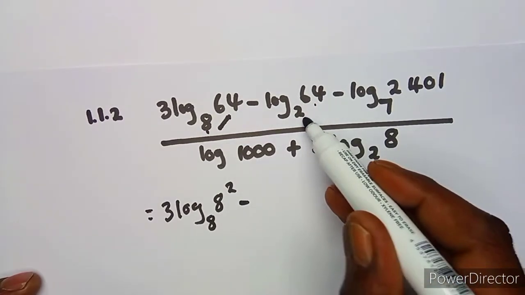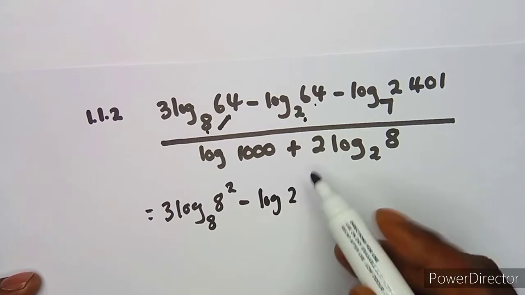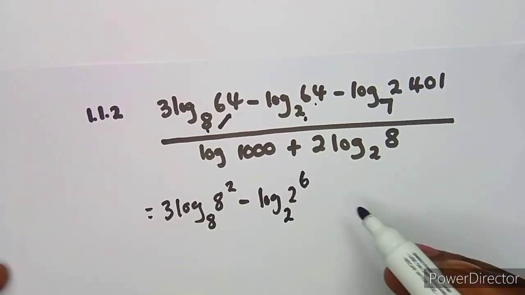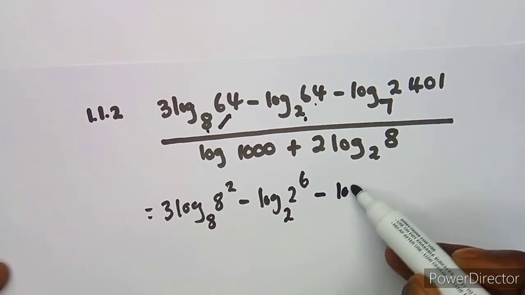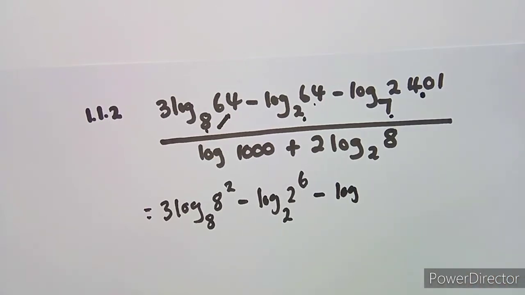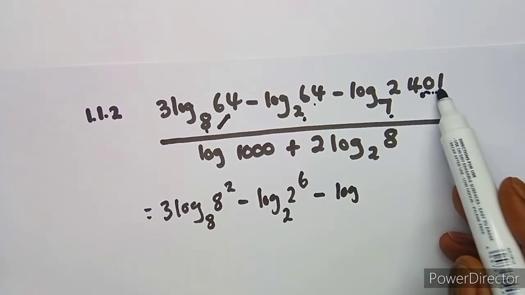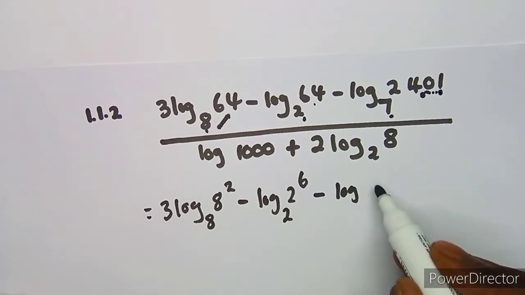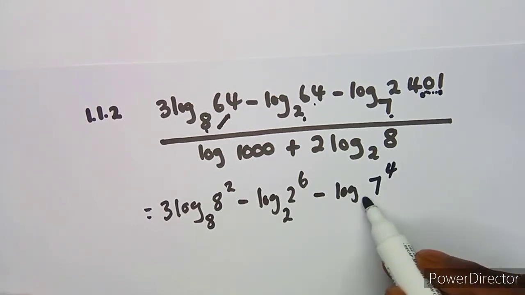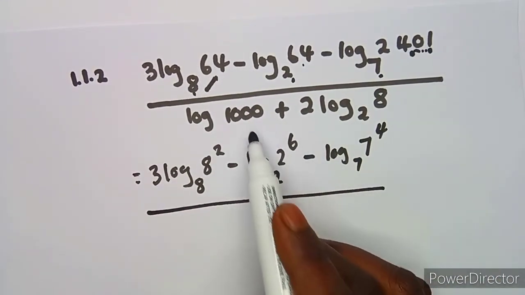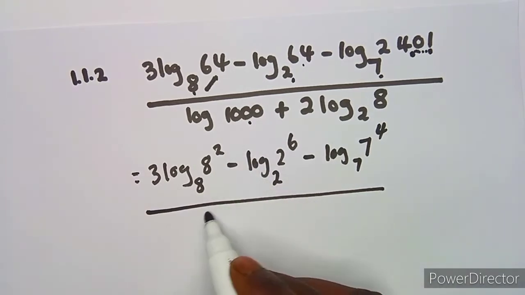Minus 64 in terms of 2, this is going to be log 2 to the exponent of 6 in base 2, 2 to the exponent of 6, that is 64, minus log 2401 in terms of 7. So you have to try 7 to the exponent of 1, 2, 3 until you obtain 2401, which is going to occur at 7 to the exponent of 4 in base 7. All right, and everything over log 1000, this one we actually know that this is 3.